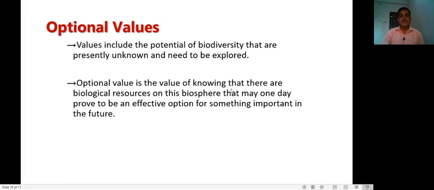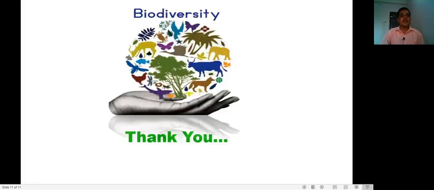This optional value means knowing that there are biological resources in this biosphere that may one day prove to be an effective option for something important in the future. It means that for our future or younger generation, this biodiversity may play an important role.